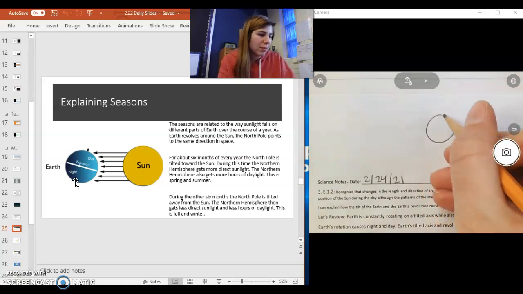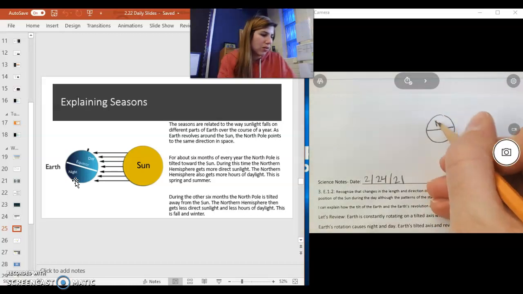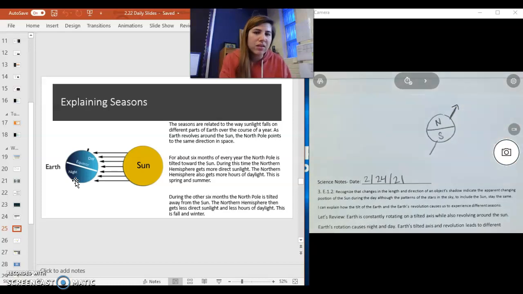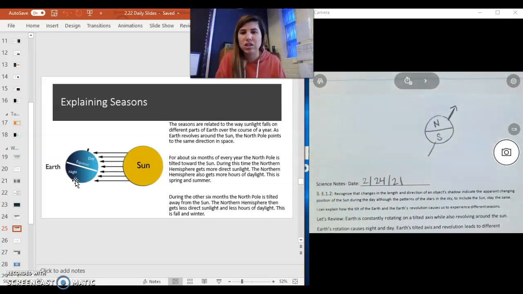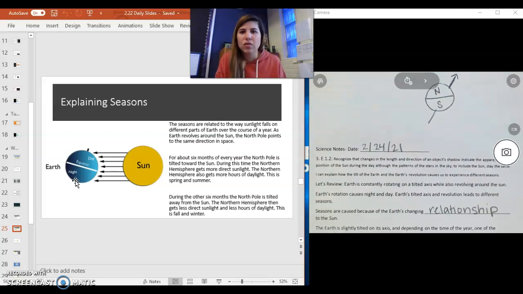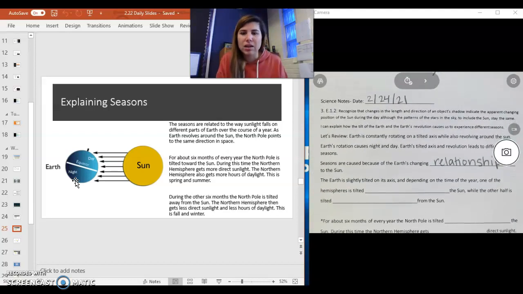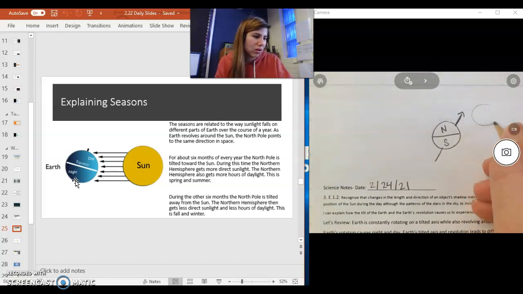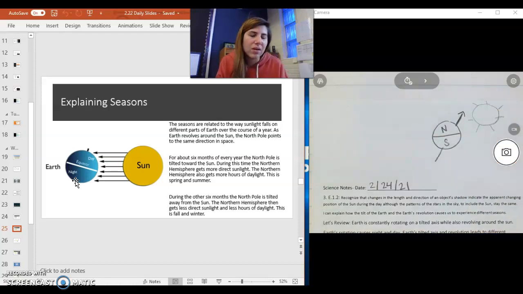We learned last time that we've got our two hemispheres, northern and southern hemisphere, but because of the tilt, the North Pole here is always pointing or tilting in the same direction in space as it's revolving around the sun. So for about 6 months out of every year, the North Pole is tilted toward the sun. In this case, you don't have to copy this down, I'm just giving us a picture or a model to look at. In this case, we might notice how the North Pole is tilted toward the sun.